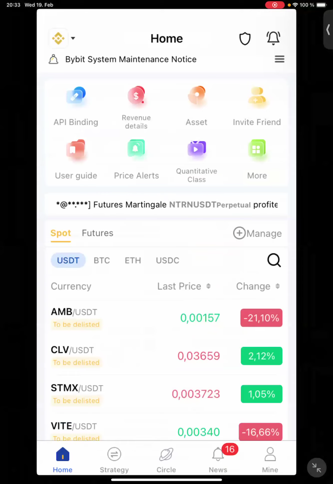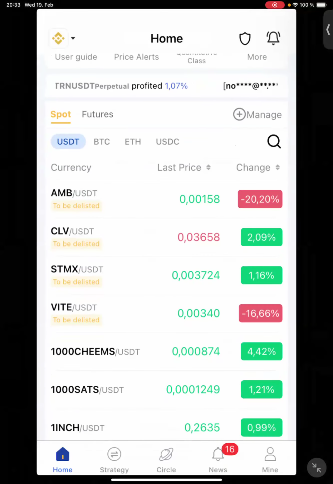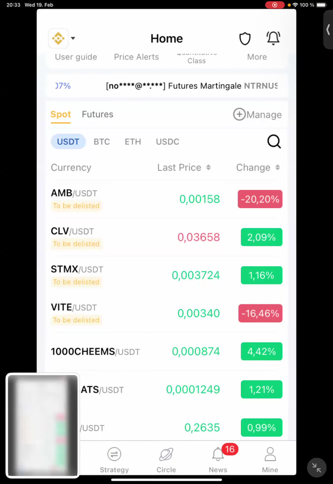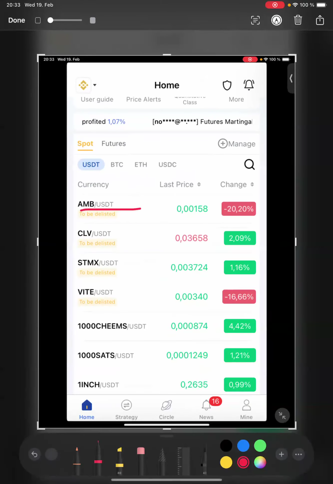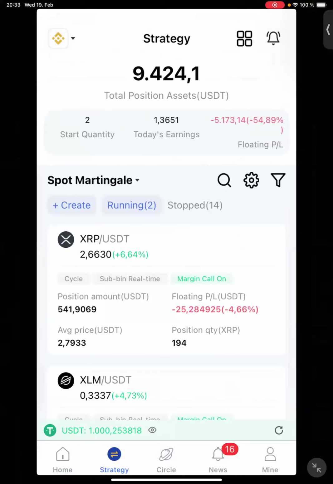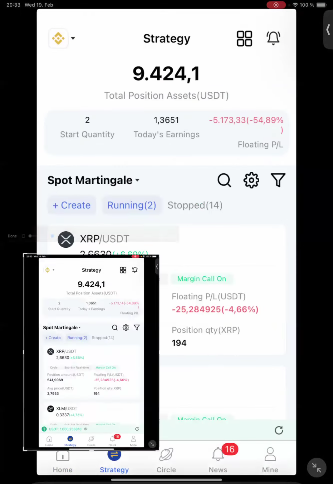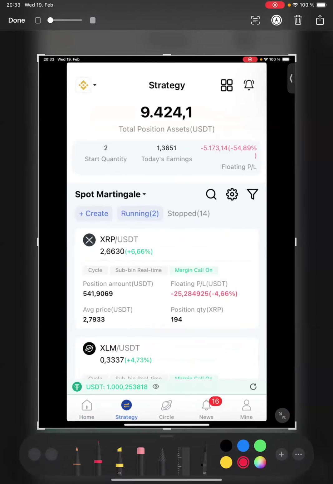Now there are some people in the Zoom. You notice that you also have these coins, but you cannot see them being delisted under it. Why is that so? I'll teach you that now. So let's go to strategy. So this is strategy.